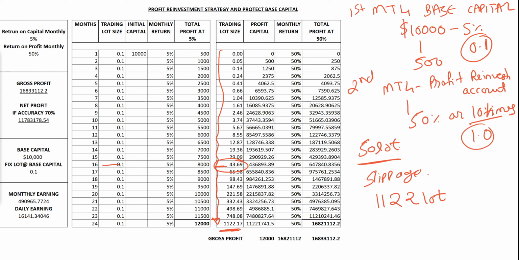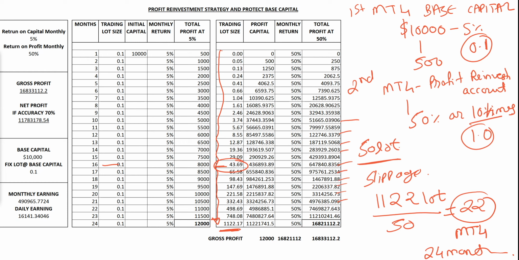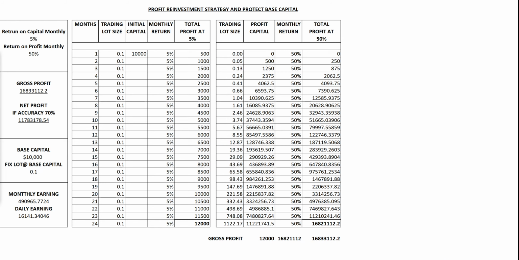So what happens here, your lot size increases proportionally with your profit, and at the end of the 24 months your lot size will be 1122 lots. No broker allows you to take that many lots, above 100. Some brokers provide 100 or 200 or a maximum of 500, but that's very crazy to trade, as it gives you very high slippage, and the broker will always be taking advantage. So it's better to go for different MT4 accounts.